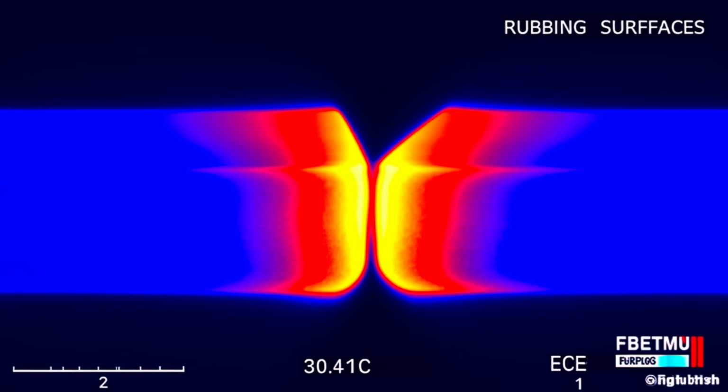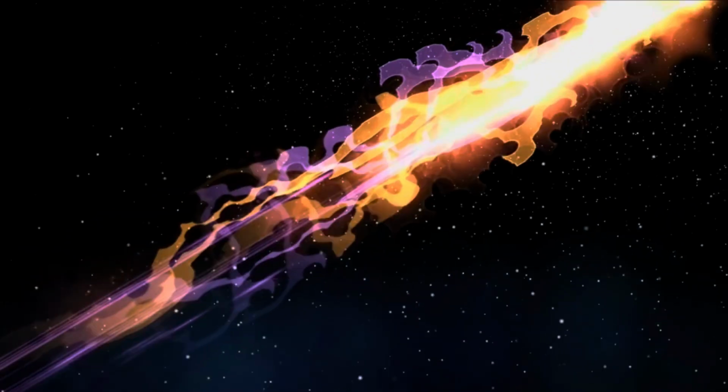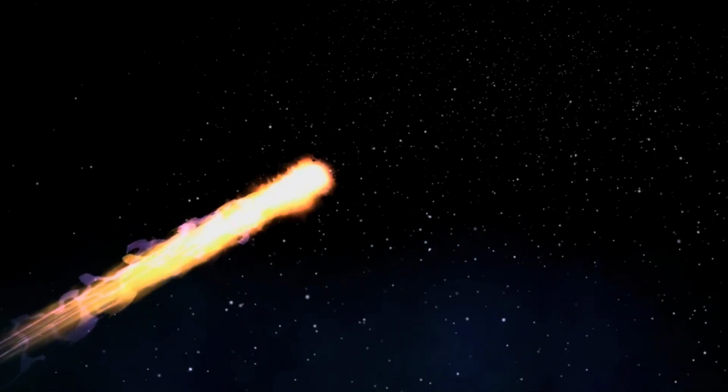Friction also plays a vital role in energy transformation. When you rub your hands together, friction converts mechanical energy into heat. The faster and harder you rub, the more heat is generated. This same principle explains how meteors burn up when entering Earth's atmosphere. As they collide with air molecules at tremendous speeds, friction generates intense heat, often causing them to disintegrate before reaching the ground.